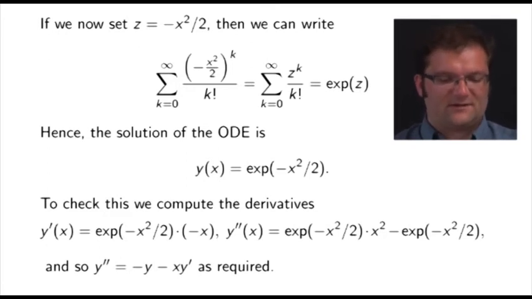And now if we compare these terms, we find that in fact the second derivative is equal to -y minus x times y', and if you bring y and x times y' to the other side, this is exactly the differential equation that we wanted to solve. So y of x is indeed a solution. So there you have it. This is how it works.